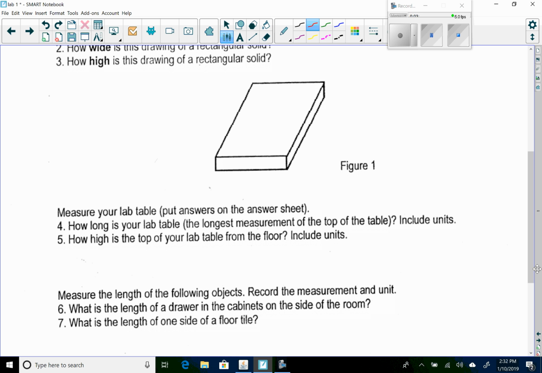Measure your lab table next. Put answers on the answer sheet. Question number 4. How long is your lab table? The longest measurement of the top of the table. Include units. Question 5. How high is the top of your lab table from the floor? Include units.